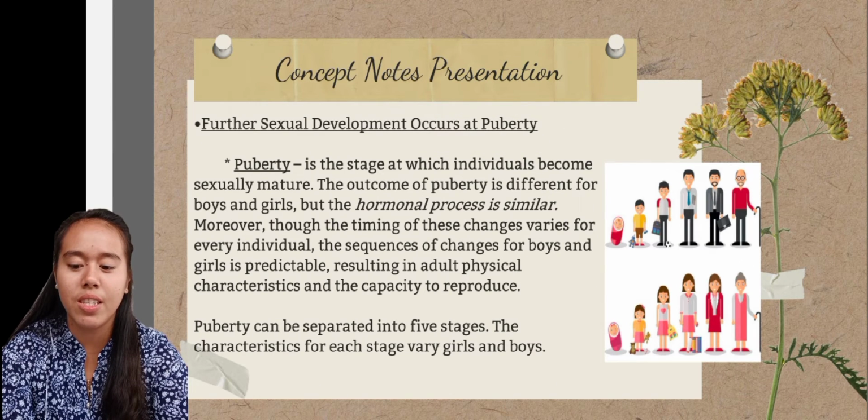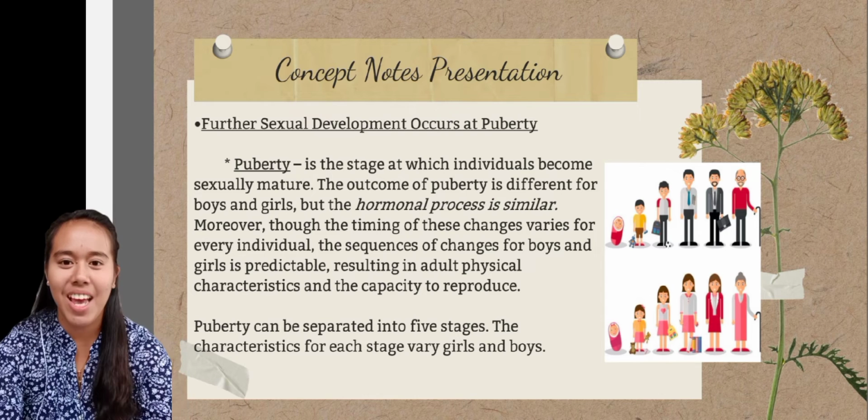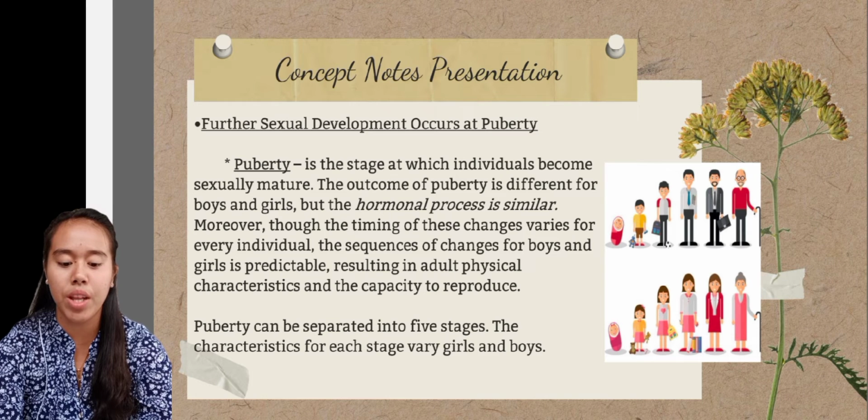The next part is that further sexual development occurs at puberty. Puberty is the stage of development at which individuals become sexually mature. The outcome of puberty is different for boys and girls, but the hormonal process is similar. Moreover, though the timing of these changes varies for every individual, the sequence of changes for boys and girls is predictable, resulting in adult physical characteristics and the capacity to reproduce.